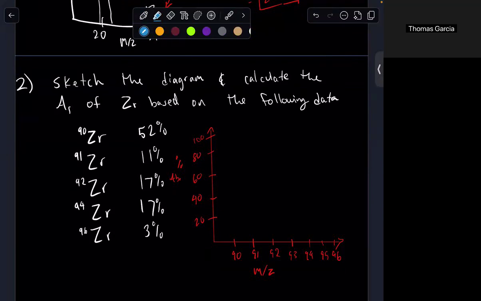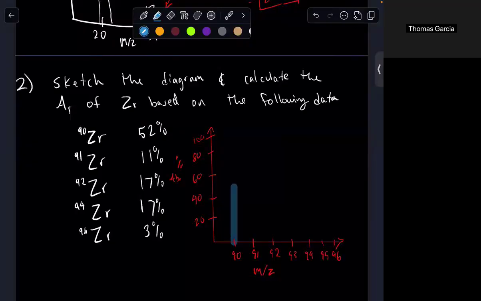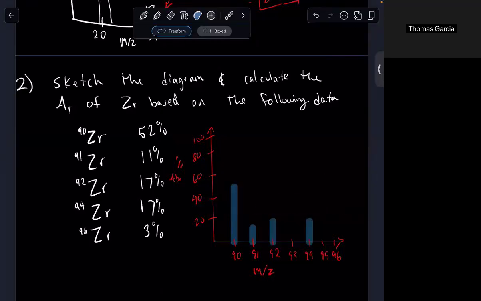And then for our actual data, 90 is our most common isotope, and that's right at about 52%. 91 is right at 11. 92 is at 17. 93 is also at 17, so I'm going to make that about the same height. And oops, sorry, I shifted these over. 92 is 17. 94 is 17. My bad. And then lastly, we have 96, which is 3%. All right, so there's our graph.